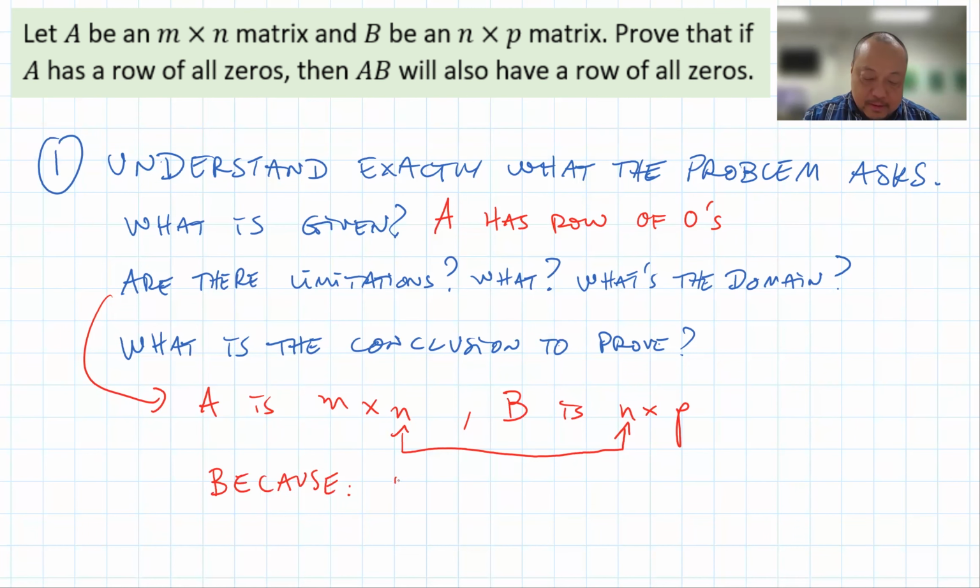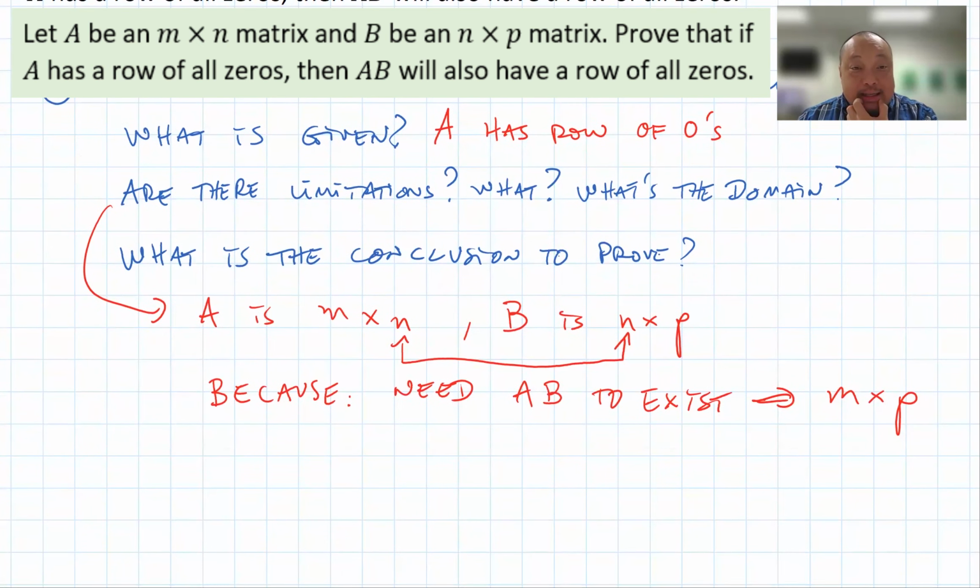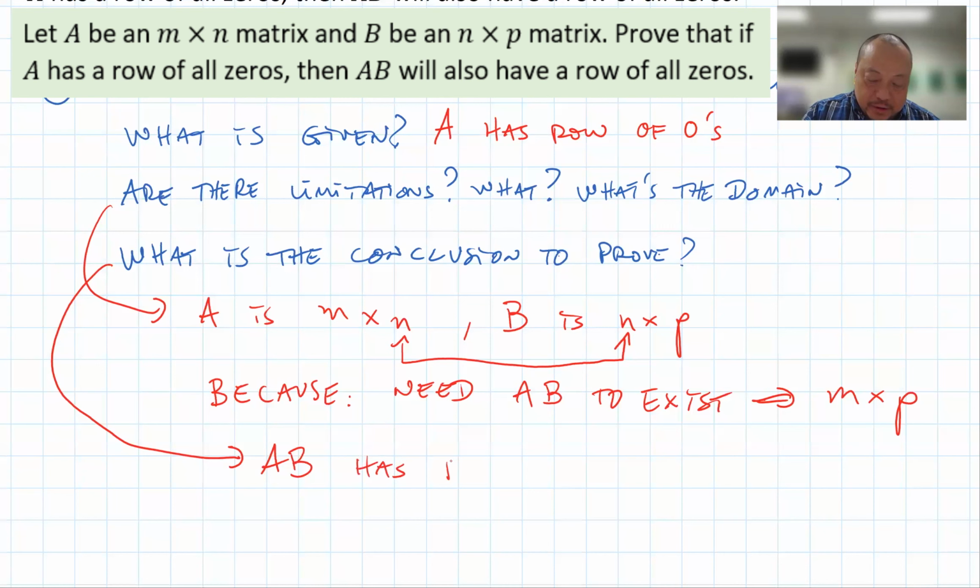And then you realize why it has to be that way, because in matrix multiplication, the inside number of the dimensions has to be the same. If A is, let's say, 5 by 10, then B has to start with the number 10, by something else, in order for AB, the product, to exist. So we need AB to exist. And that also leads you to know that the AB product will have dimension m by p. I don't know if it's important yet, but I know that has to be true. And then what is the conclusion to prove? The conclusion is that the product AB has a row of 0.